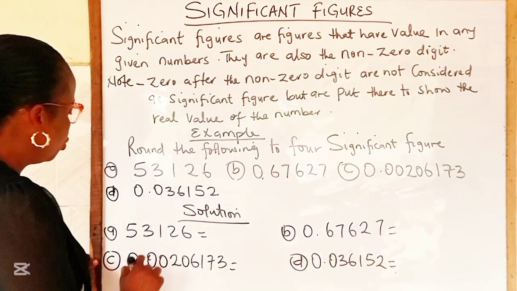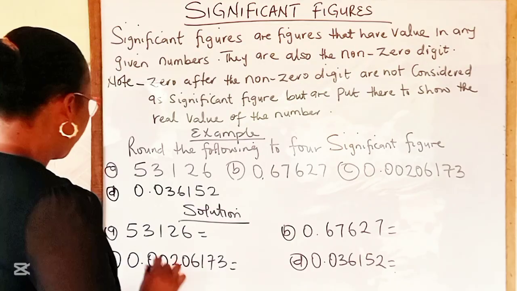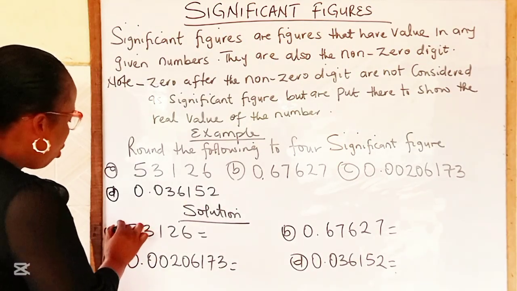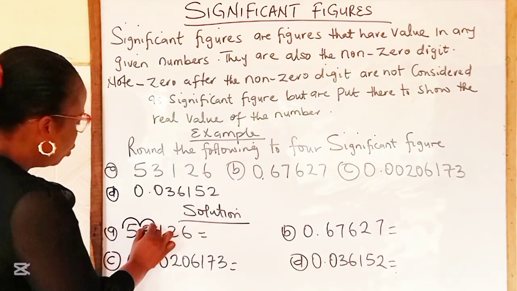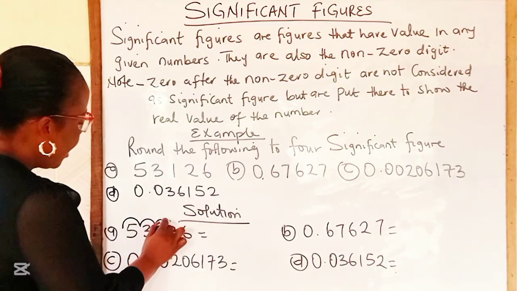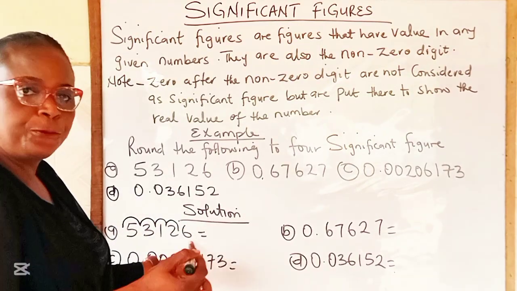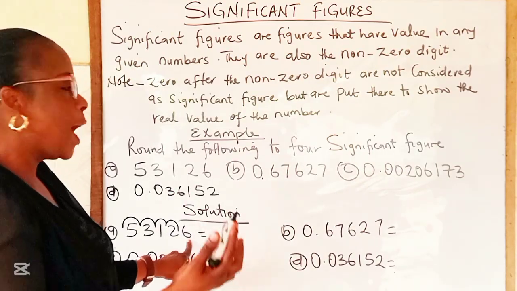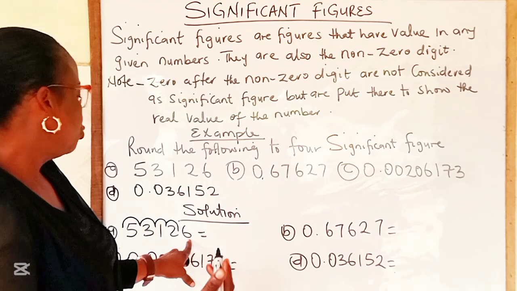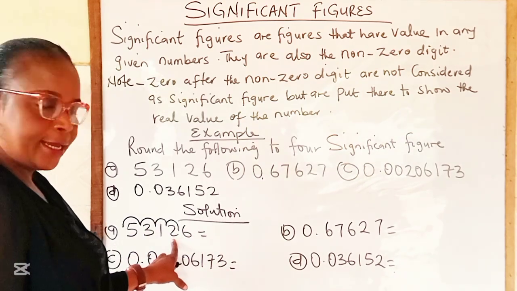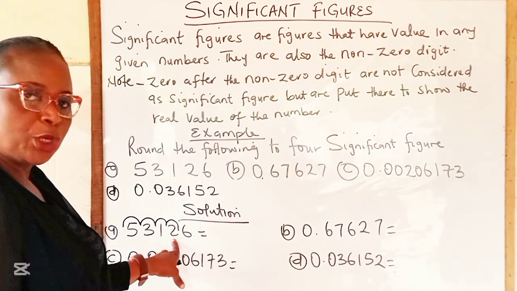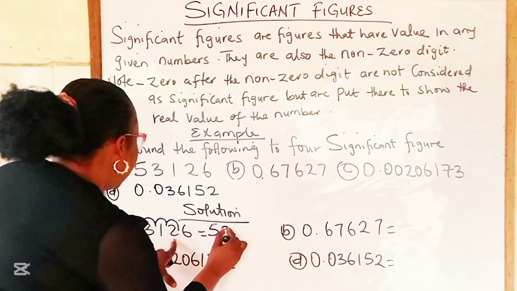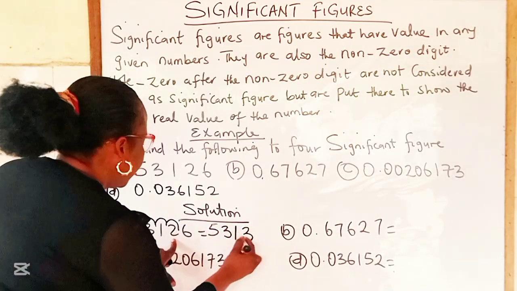So what we are going to do is count four from this number: 1, 2, 3, 4. Then we check the number following. Is it up to 5? Yes. So we round it up and add 1 here. When you add 1 here, it becomes 3. So what we have is 5, 3, 1, 3.